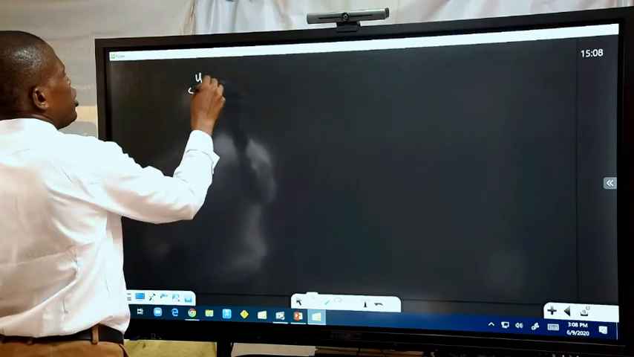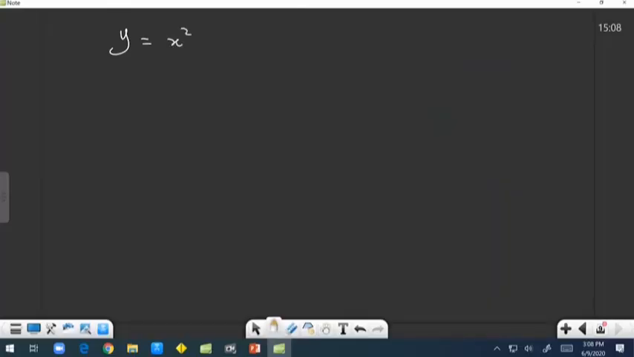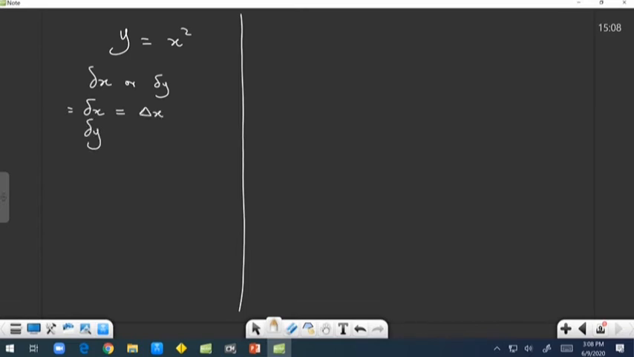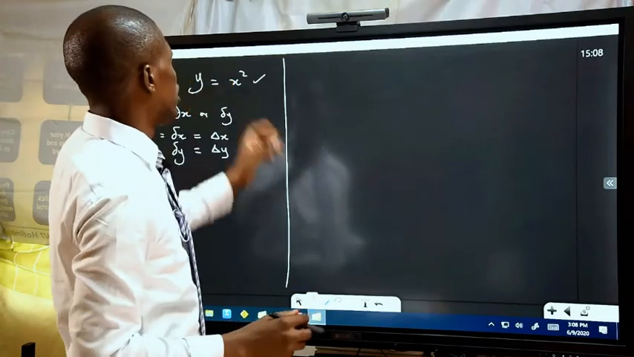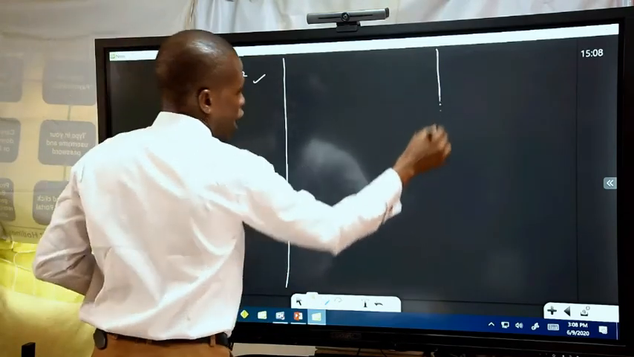Solve using first principle, y equal to x squared. In this case, for those of us that cannot write small change in x or small change in y, I will advise to use small change in x equal to delta x, and small change in y equal to delta y. So if you have to solve this expression or function using first principle, let's go along together.